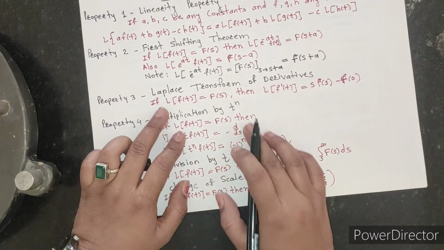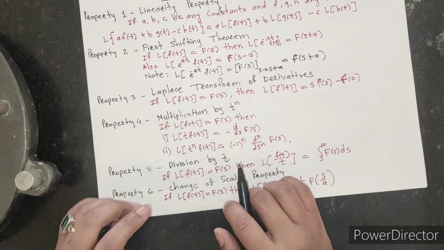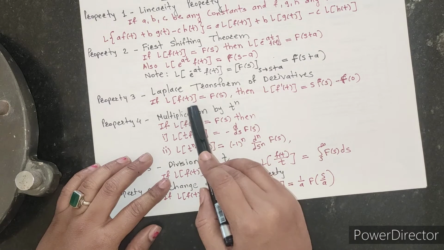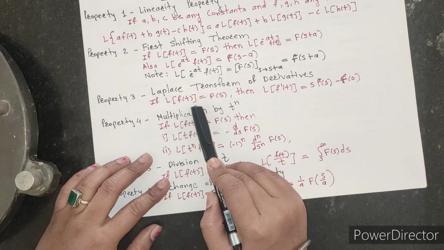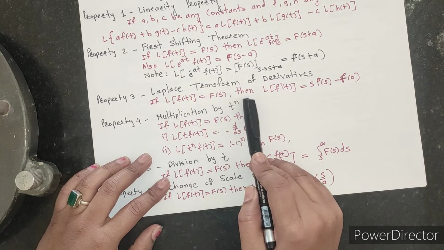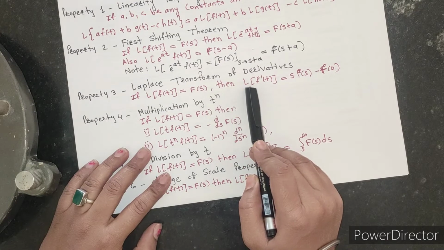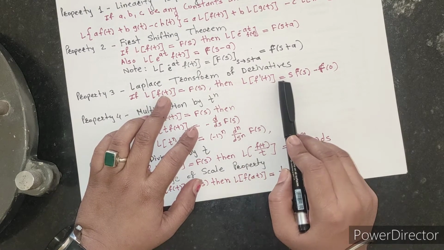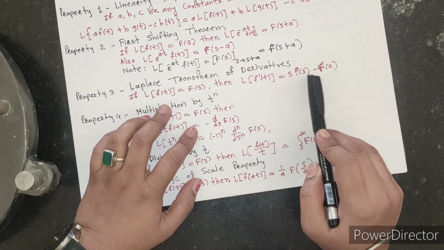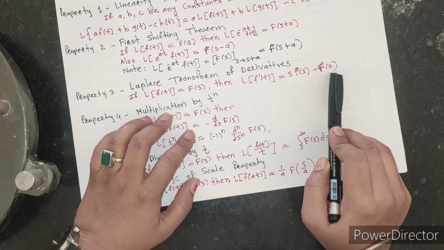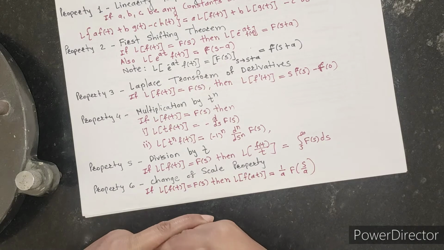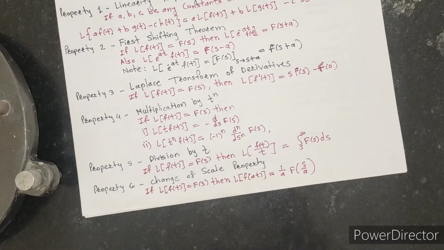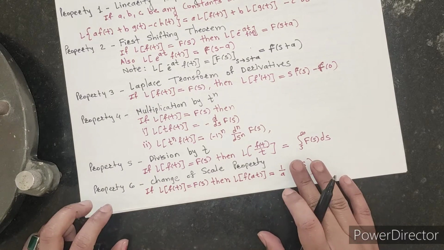Now Laplace transform of derivatives. This property says that if Laplace transform of f(t) is F(s), then Laplace transform of derivative of f(t) is equal to s into F(s) minus f(0). So this is third property, Laplace transform of derivatives.